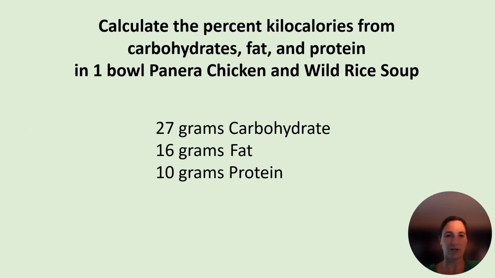Okay, so we just calculated in our last slide the number of kilocalories from each of our energy-yielding nutrients. So here in this example, I'm going to show you how you calculate the percent of kilocalories from carbohydrates, fats, and proteins. Our example is going to be 1 bowl of Panera chicken and wild rice soup. If you look this up, you can find out that it has 27 grams of carbohydrates, 16 grams of fat, and 10 grams of protein.